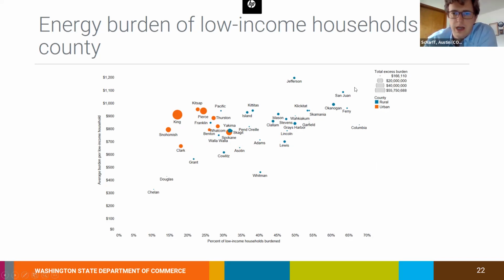Here you've got San Juan, Okanogan, Ferry, Columbia, Jefferson way up here, all of these dots being rural. As you move left, there's a smaller percent of low-income households burdened in urban counties, but you do see larger dots for King County, Snohomish, Clark, Pierce, and Spokane, which may not be too surprising given that those are the large population centers. You'd expect a larger total excess burden there.